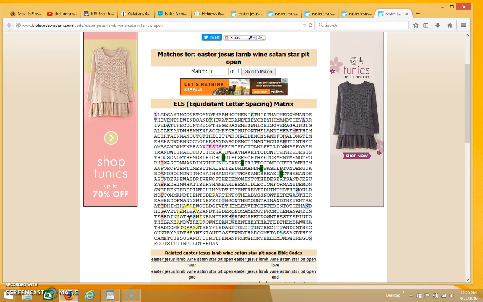And over here in the blue, coming at an angle, you have the word Satan, the letters S, A, T, A, N. And over here in the green, you have the word star with the letters S, T, A, R.